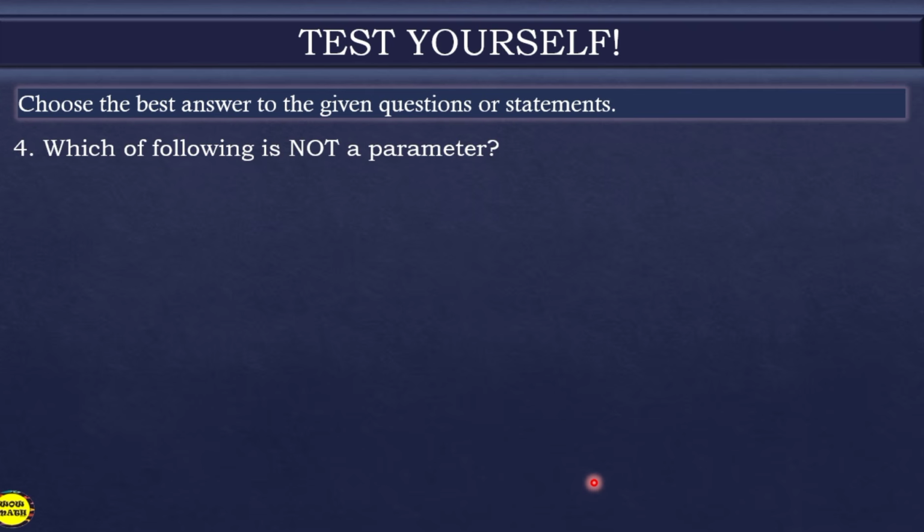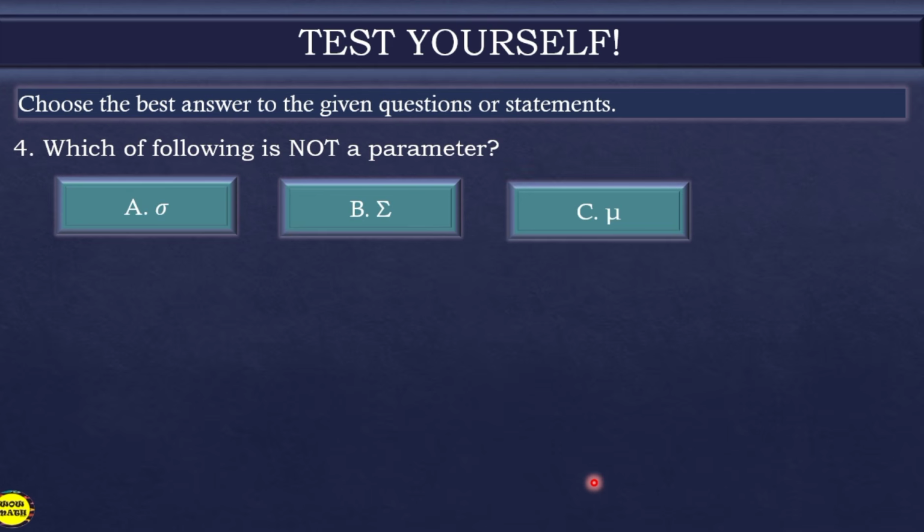Next, which of the following is not a parameter? Okay, aling symbol dyan ang hindi parameter? Letter B, kasi yan ay pang summation.